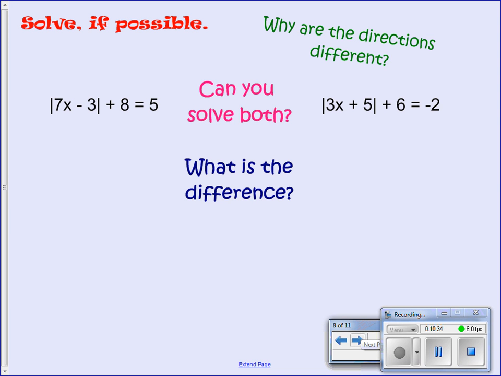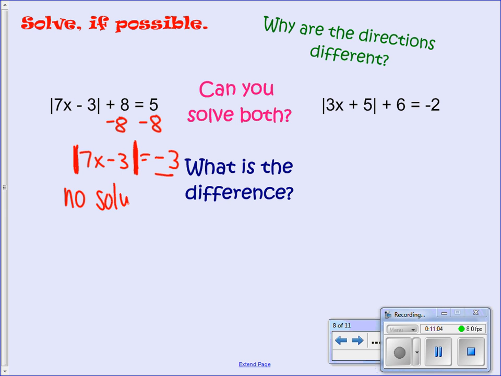Okay, so what happens if it doesn't work out? Now, this one, I've got 7x minus 3 in an absolute value plus 8, and that equals 5. Remember, we cannot split up our problem into the positive and negative until we've got the absolute value by itself. So to do that, we'd subtract 8 on both sides, and the absolute value of 7x minus 3 equals negative 3. There's no way for an absolute value problem to equal a negative number. So this has no solution.